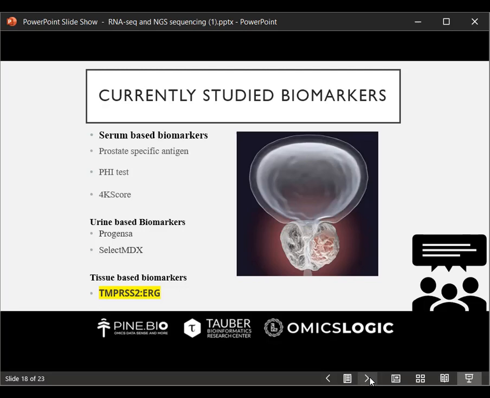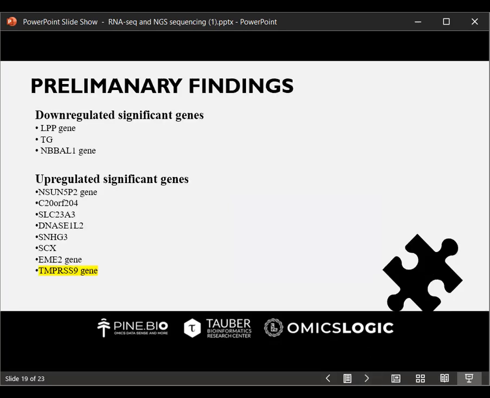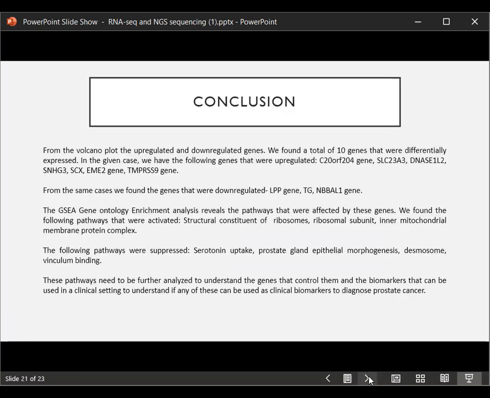And this is something that we were really interested in because, as you can see in the next slide, this is what our preliminary findings were. After understanding the volcano plots, these are the upregulated and the downregulated genes that we got. And in the end, you can see that we got an upregulated gene, that was the TMPRSS9 gene. Now this gene belongs to the same family of the TMPRSS2 gene that is used as a biomarker.